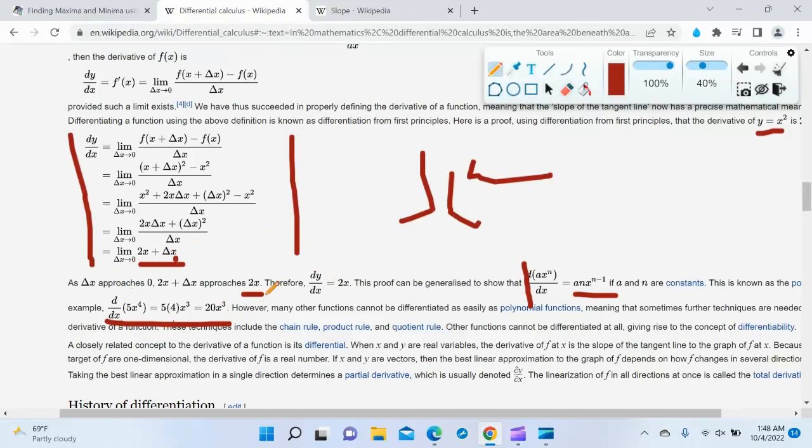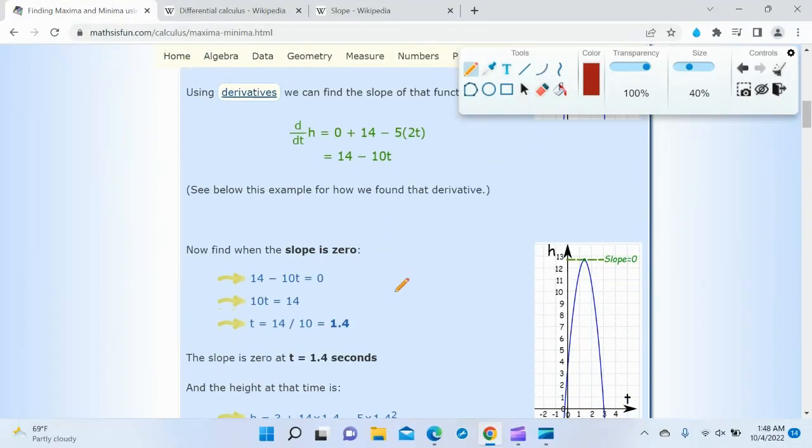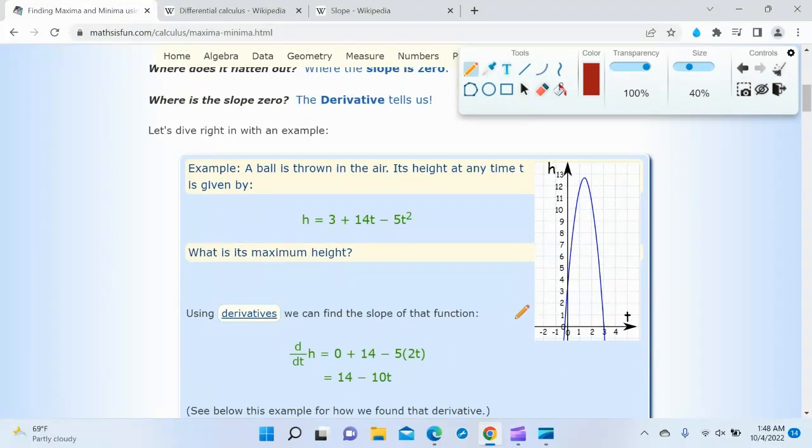Now where will we use this differentiation? What is the main purpose? So let me give you one very good example of where we can use this differentiation. You have seen a lot of different types of graphs. So suppose you are given this kind of graph, and someone asks you to find the maximum height. So this is our h and this is our t.